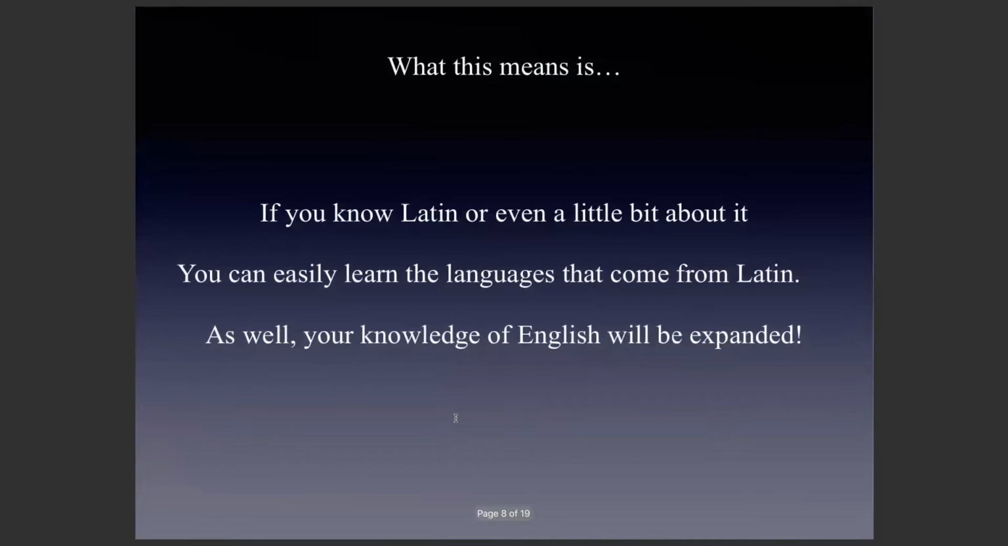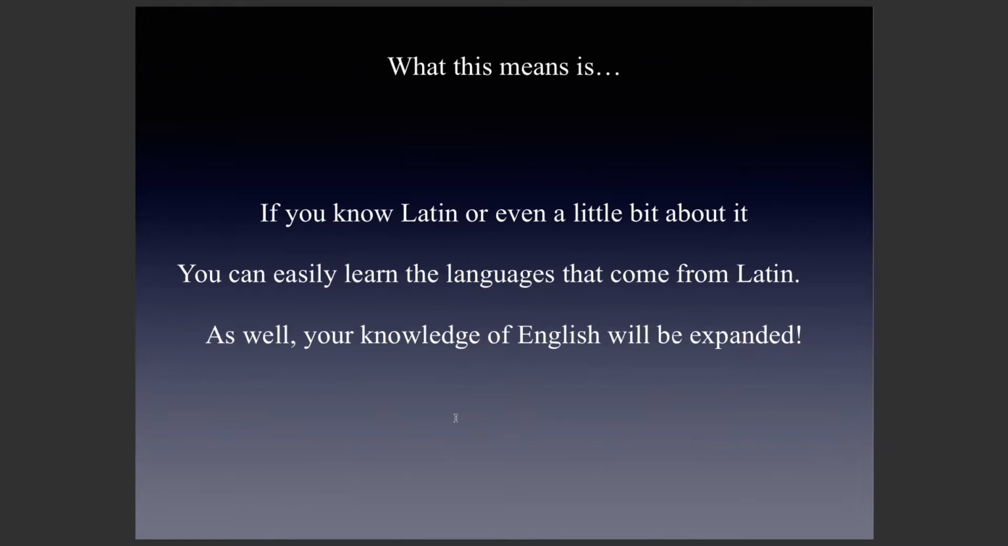Now, what this means is, and this is why I say this is so, so important, learning that languages evolve and that Latin is a mother language, this is why this is extremely important. Even if you know a tiny little bit of Latin, even just a few Latin words, you don't even maybe know how Latin works, but you know a few words of it, it means that you can learn almost any of the languages that come from Latin like 100 times easier. You would be very surprised at how much easier it makes this.